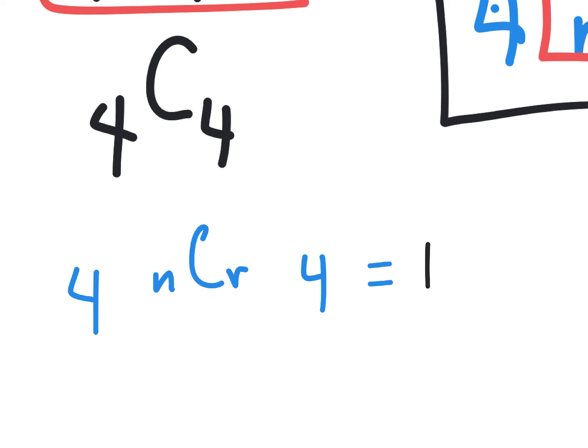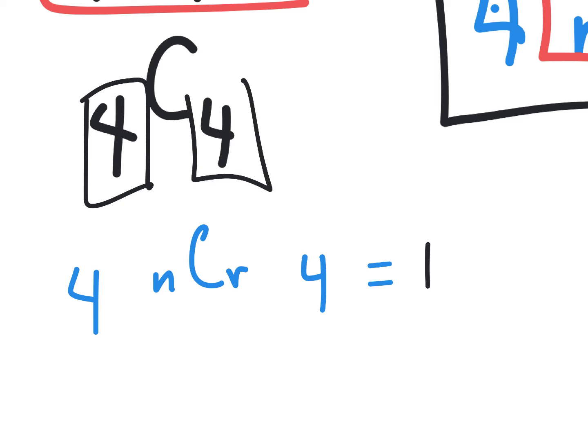1 is correct. And if you think about it, if you have 4 things and you choose all 4 of them, how many different ways can you do it? 1. There's only one way to do that. What if the order mattered? Well, then it'd be a P problem and it'd be different. P problems have much bigger answers. Okay, so let's do another one that's like that.